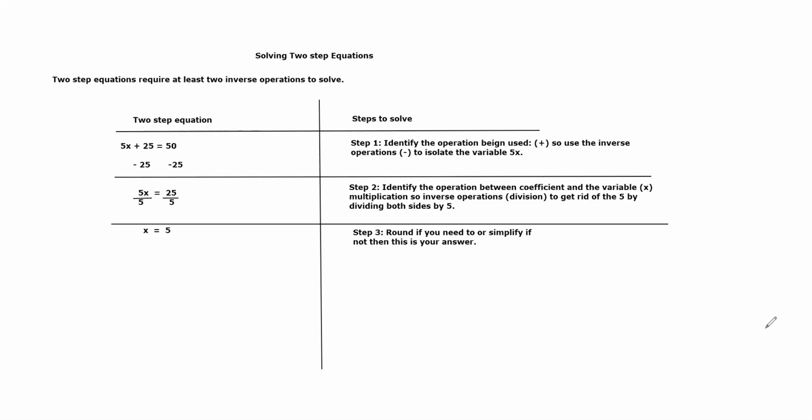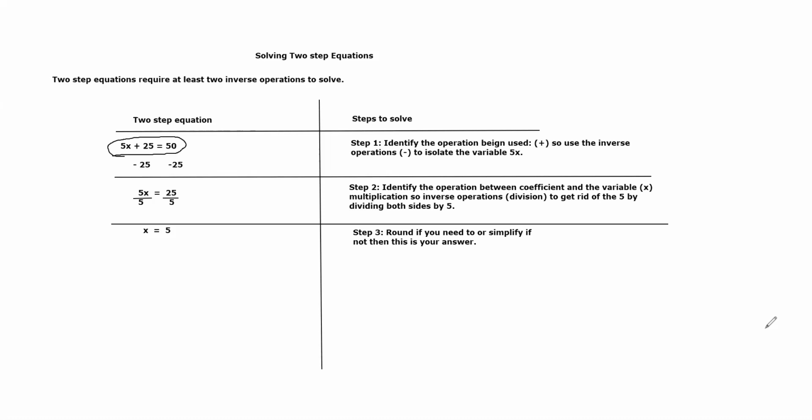So a two-step equation is just an equation that requires at least two inverse operations to solve. It's the exact same thing that we did before, except there's an extra step involved, and this is what it is. All right. So two-step equations. We're going to start with the equation right here. Our problem is 5x plus 25 is equal to 50.